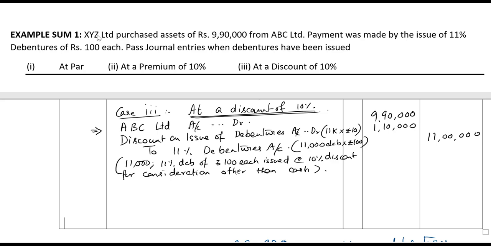Please remember to write off the discount on issue of debentures account. In the third case, since we are issuing it at discount, there is no balance in securities premium reserve. Nothing is given in the question. So we will write it off from statement of profit and loss.